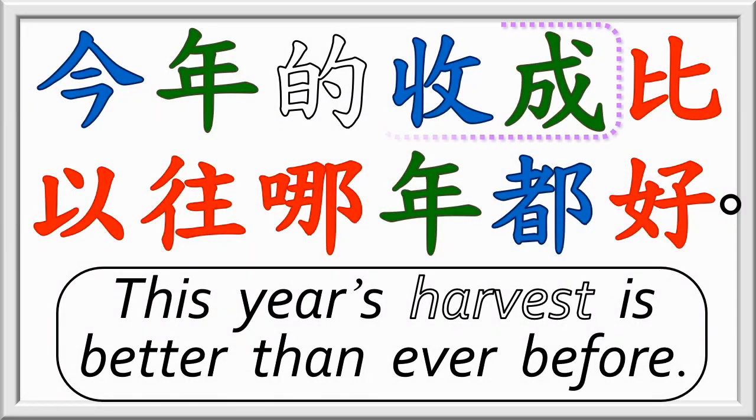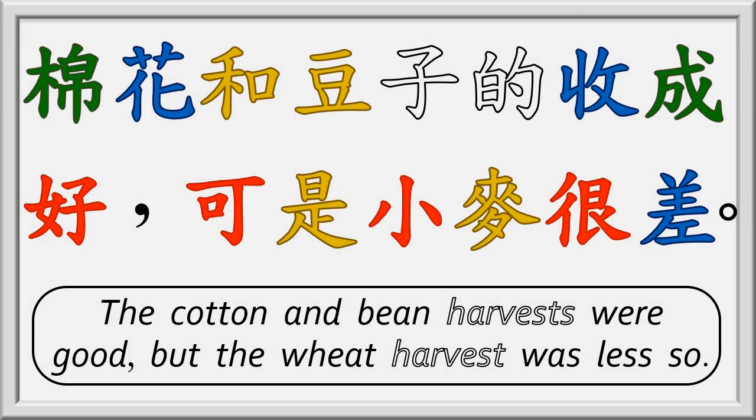From accepting and receiving, we move on to 收成, bringing in the harvest, literally taking in the result of months of the farmer's labor, that is. 今年的收成比以往哪年都好. This year's harvest is better than ever before. 棉花和豆子的收成好，可是小麦很差. The cotton and bean harvests were good, but the wheat harvest was poor.